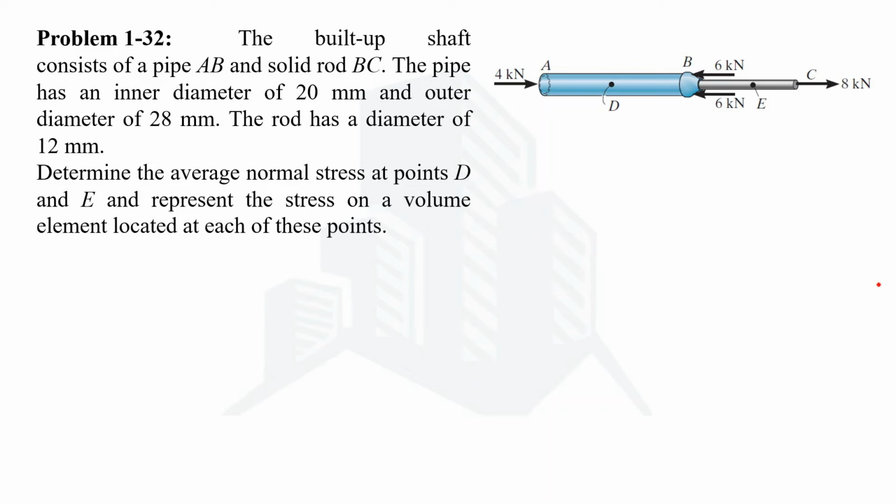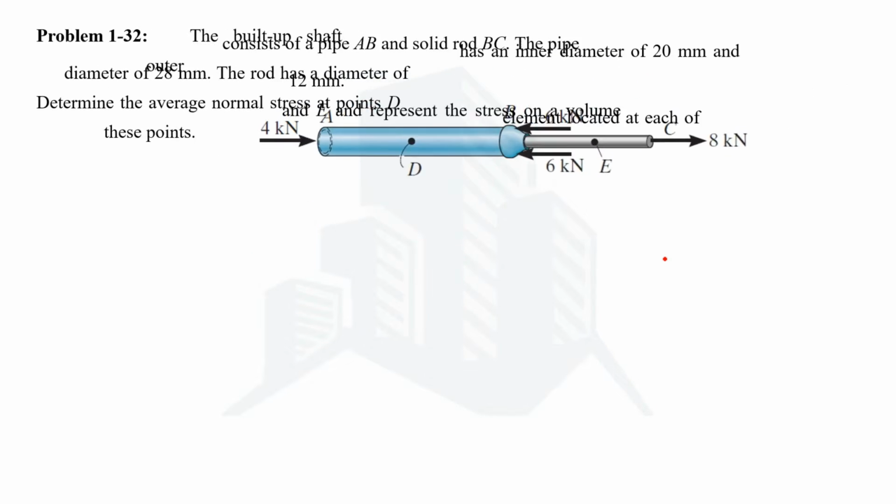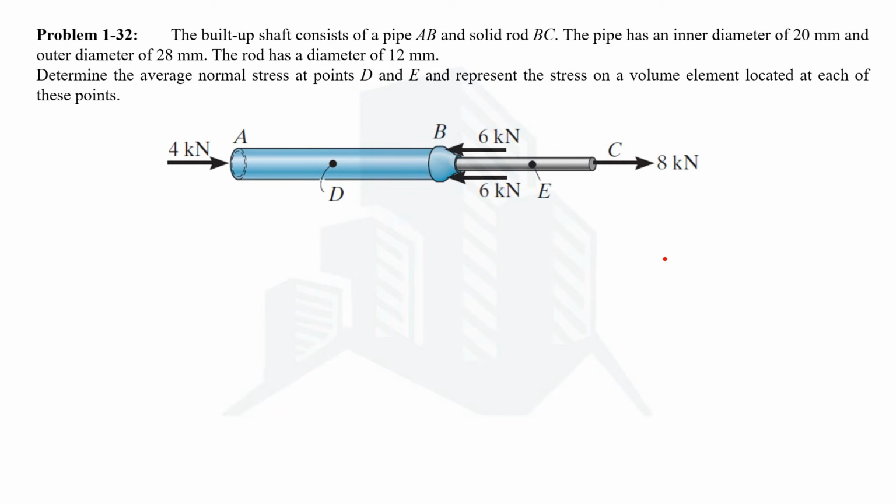Hello everyone, in this video we are going to solve an example related to stress. This example is taken from the book Mechanics of Materials by R.C. Hibbeler. The problem number is 32. In this problem, it is asked to calculate the average normal stress at two points, D and E, that you can see in this sketch, and also to represent the stress on a volume element located at these points.